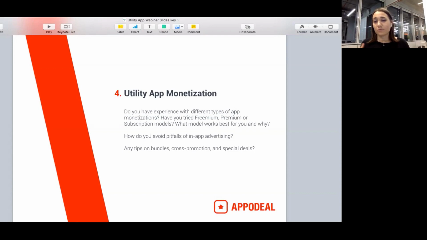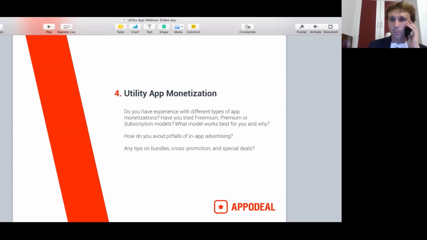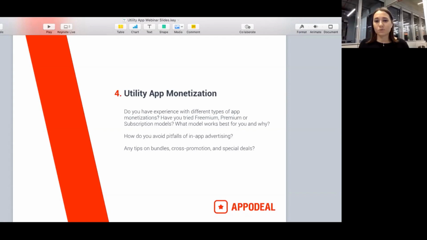So we started from freemium and premium models, and it worked really well for us. And at some point, like a couple of years ago, we found that we might want to switch to freemium, and I think freemium is the best way for utility apps to gain the audience and get the money from the audience, because the competition is hard.